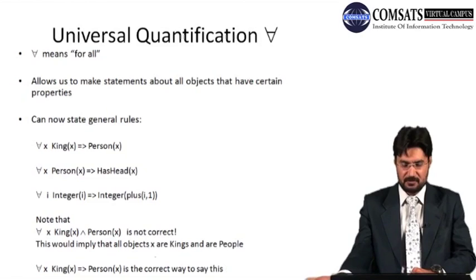For all X, King(X) implies Person(X) is the correct way to say this. So we can only use it this way, because all kings X are persons.